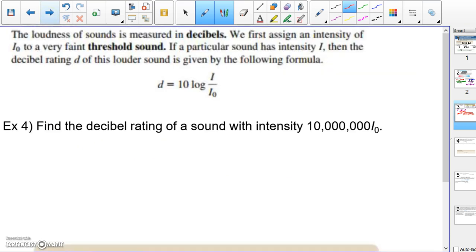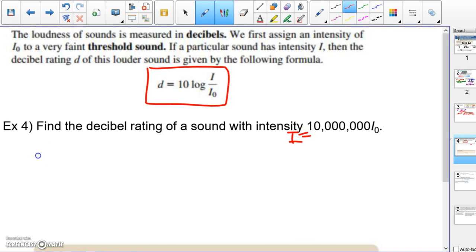The loudness of sounds is measured in decibels. We first assign an intensity of I sub O to a very faint threshold sound. If a particular sound has intensity I, then the decibel rating D of this louder sound is given by the following formula. Find the decibel rating of a sound with intensity of 10 million I sub O. So the intensity is equal to that.